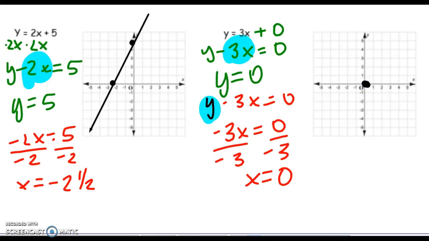Now, I can't graph that and it doesn't give me a line. So I have to resort back to what I already know. And what I already do know is that y equals mx plus b. That b is going to be my y-intercept, which I know is 0. That m is going to be my slope. So in this case, my slope is 3 over 1. So I'm going to go up 3 over 1. Up 3 over 1, and from here I can still graph my line.